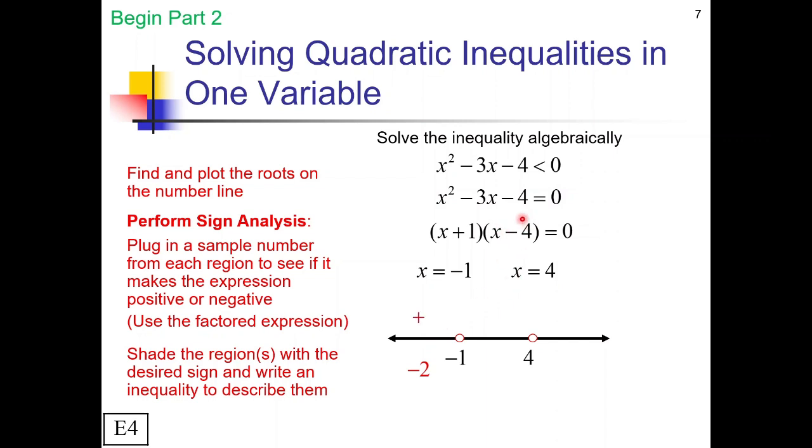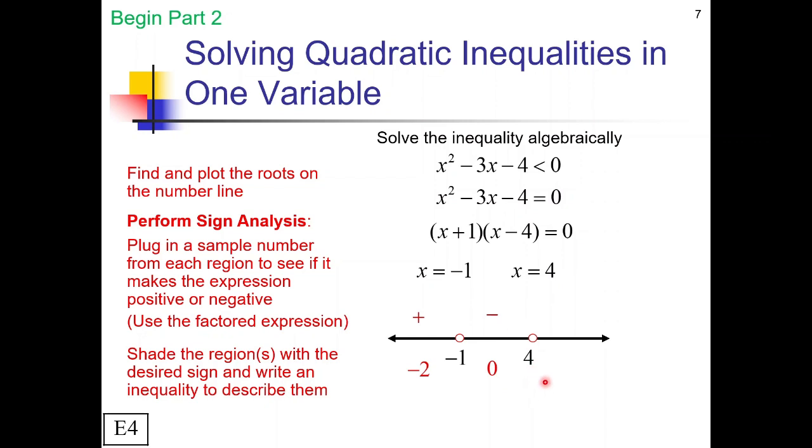Notice that I don't care exactly what this comes out to, just whether it's positive or negative. So let's do another one. Between -1 and 4, I think 0 is the easiest number in there. 0 plus 1 is positive. 0 minus 4 is negative. Positive times a negative gives us a negative.